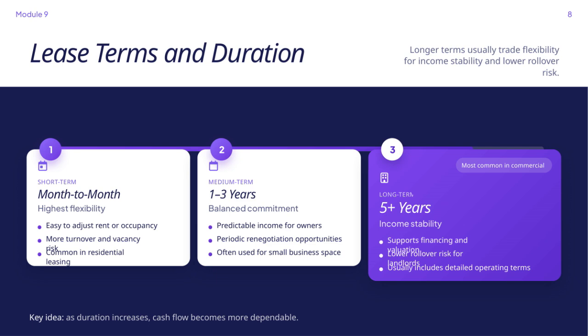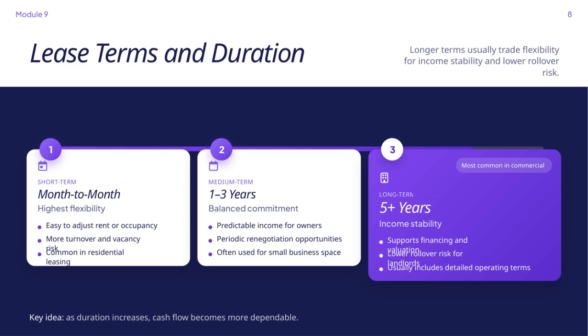markets. Moving to medium-term leases, usually lasting between 1 to 3 years. These strike a balance between commitment and flexibility. They provide more predictable income for landlords while still allowing periodic opportunities to renegotiate terms. Medium-term leases are often favored for small business spaces, providing stability without locking both parties in for too long.